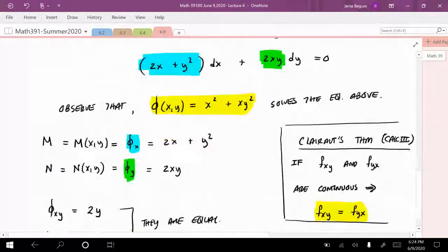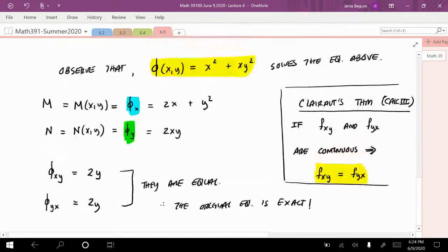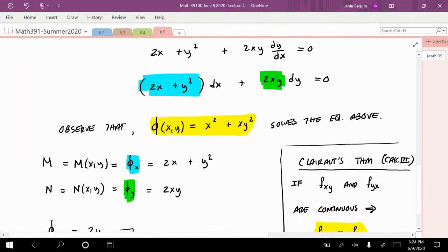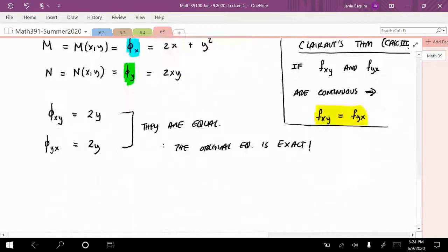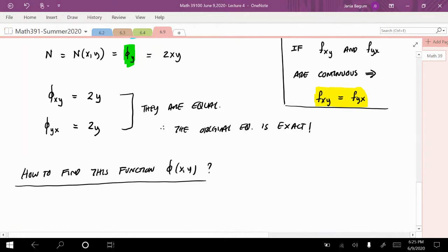So once you know it is exact, now we use the method of exact to find the solution, meaning find this magical function phi. Well, in this case, I give it to you, but you're not going to be given it, or it won't be so easy to determine just by making observation. Okay, we have to come up with a technique to find this function phi. So now the question is, how to find this function phi of xy, which is the solution to the differential equation, right?